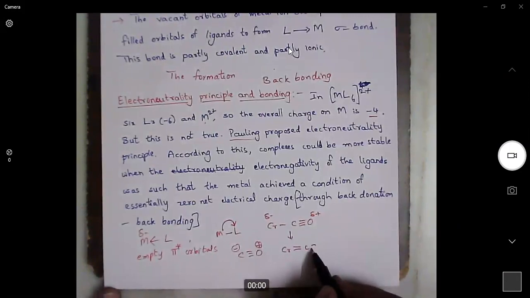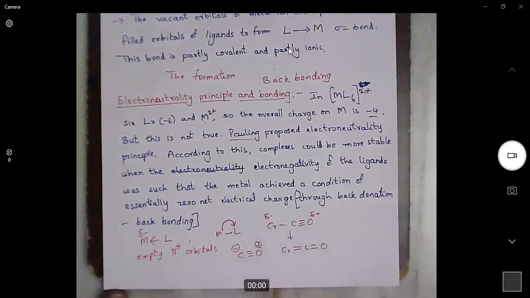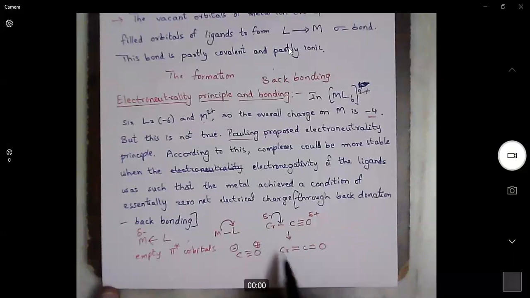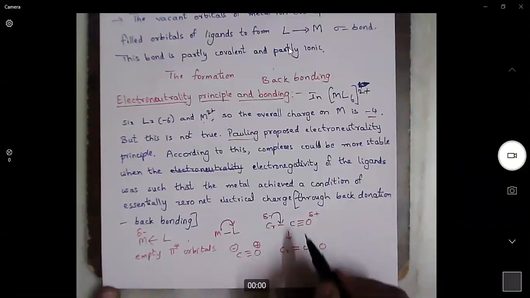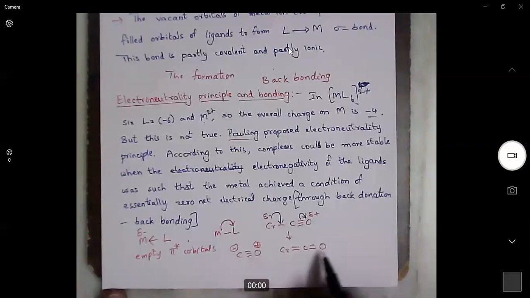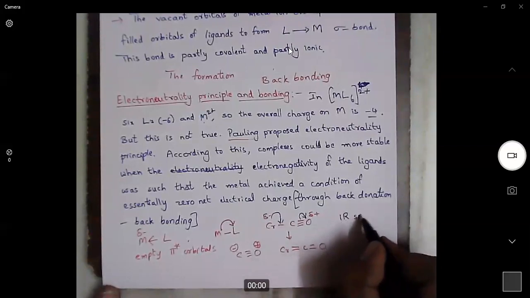Then what happens? Initially there is a single bond, but because of the back donation, there will be a double bond between metal and carbon. Now the triple bond will be broken down, so it will be a double bond. This back bonding can be explained easily using IR spectroscopy.